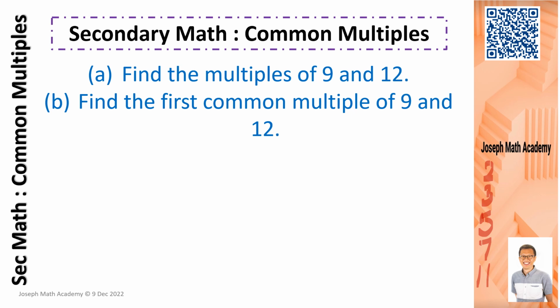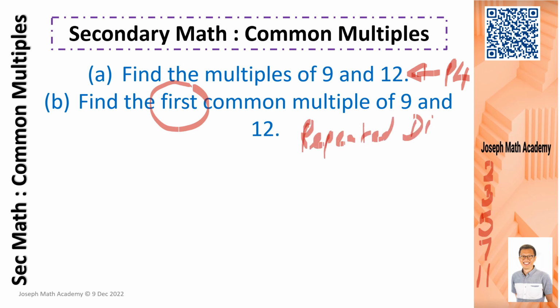Okay, so I'm going to show you how to go about using repeated division to find the first common multiples of 9 and 12. I will omit part A because A is the same method as what we did just now using the P4 way of solving. Okay, so I'm going to do the repeated division. Alright, let me write it down for you. We are going to do repeated division to find the common multiples of 9 and 12.